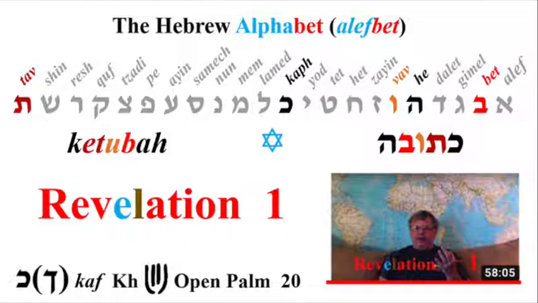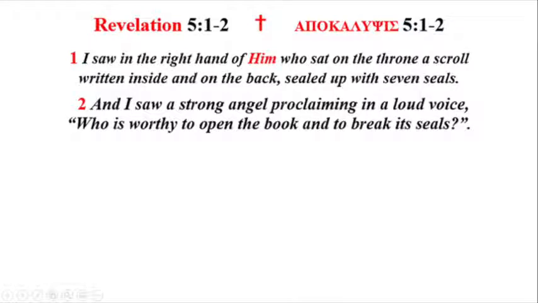You know, in Revelation chapter 5, verses 1 and 2, it says, I saw in the right hand of him who sat on the throne a scroll written inside and on the back, sealed up with 7 seals. And I saw a strong angel proclaiming in a loud voice, who is worthy to open the book and break its seals? So somebody is standing there with this ketubah in their hand. How do I know it's a ketubah?